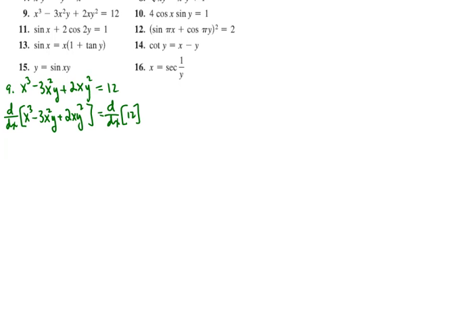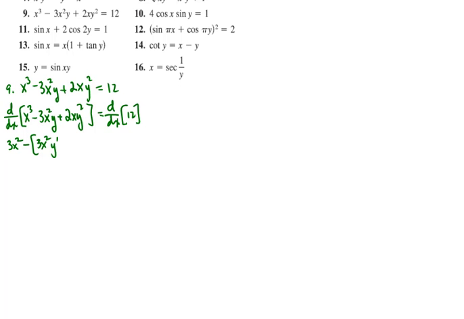Next we begin the differentiation process. The derivative of x cubed is simply 3x squared. Then minus, now we have the derivative of the product 3x squared y. I'm going to put this in parentheses because it's a complex expression. I'm going to treat 3x squared as the first function, and so I have the first times the derivative of the second, or 3x squared times y prime. Y prime is the derivative of y with respect to x.